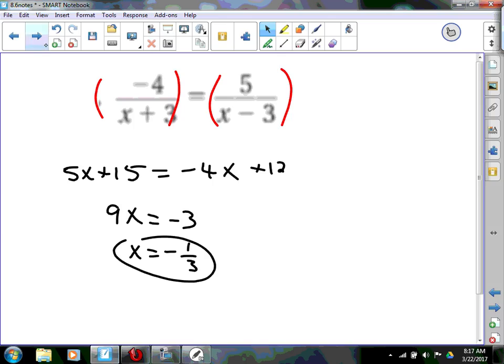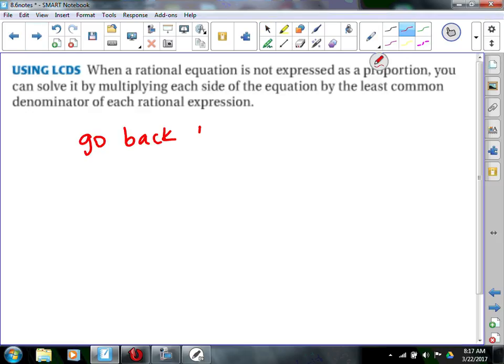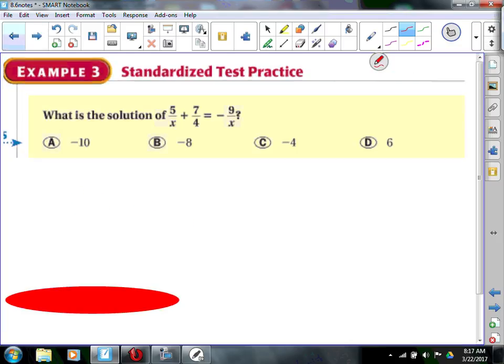Okay. Well, using LCDs, what they're telling you here is all that stuff in 8.5, where we had something like 3 over x plus 1 plus 5 over x. You're going to have to be able to handle that. You're going to have to be able to add those two terms together. Why? Because the way we solve proportions is to have a proportion. And what we've got here is 5 over x plus 7 over 4 equals -9 over x. Because of this right here, we don't have a proportion. If we had a proportion, this would be really easy.